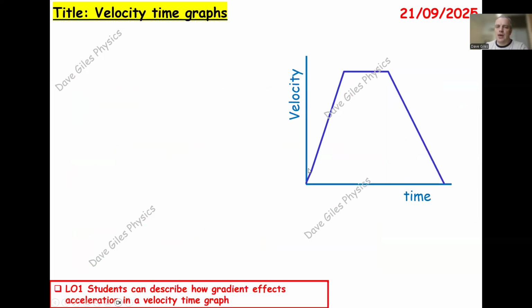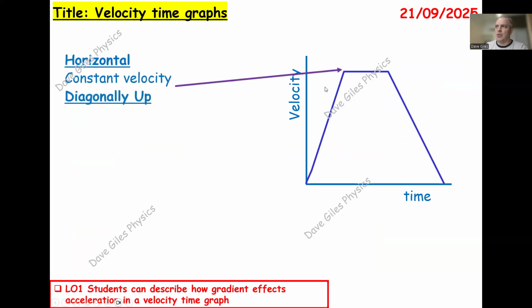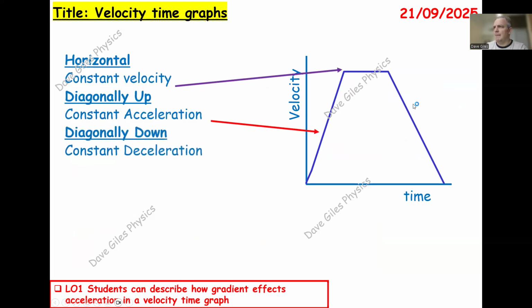So here is a rough velocity time graph. Now, I've used velocity, speed would be very, very similar, but we're going to talk about mainly velocity. So horizontal across here, that just means constant velocity. Diagonally up in a straight line, I should say, is constant acceleration. Diagonally down, which we've got here, is constant deceleration.